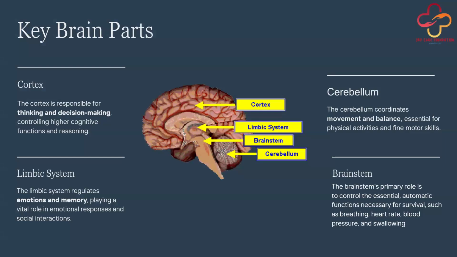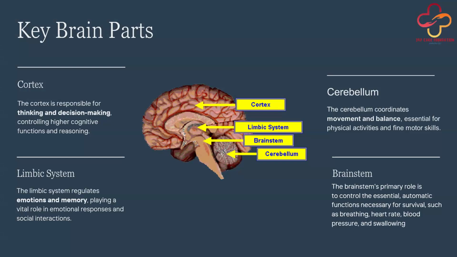So today, let's look into the key brain parts. I will not go into much detail because it's a parent-specific session, and I don't think we need to go into technical terminologies. But in short, the brain has four major parts: cortex, limbic system, cerebellum, and brainstem.